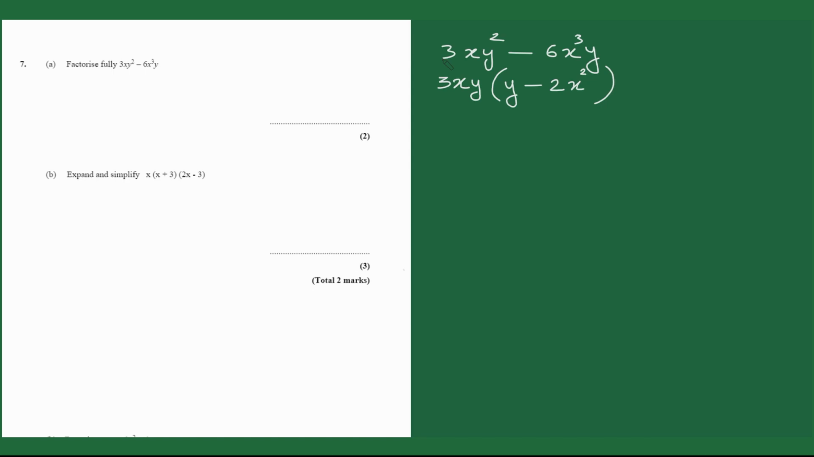So 3xy times y, 3xy squared. I'm expanding back again to see whether my answer is correct. 3 times 2 is 6, x cubed and y. That is our final answer.